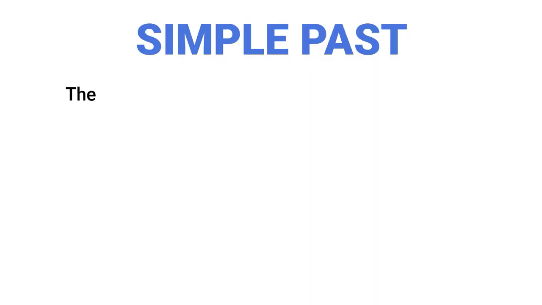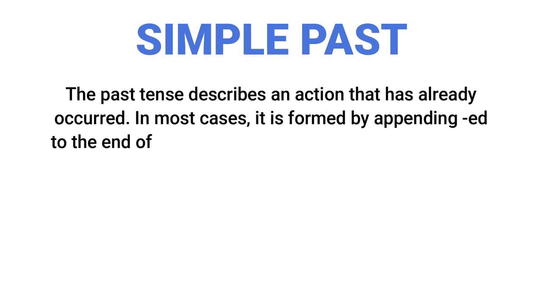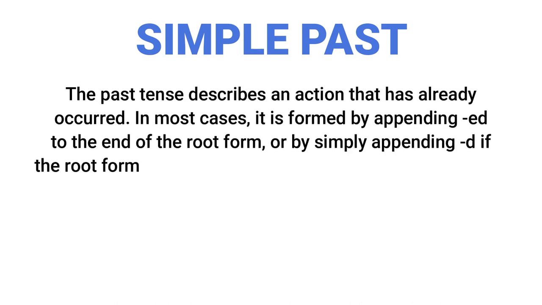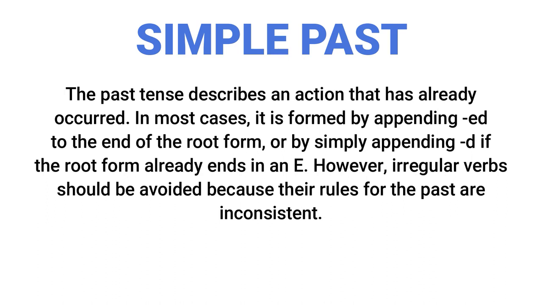Simple past. The past tense describes an action that has already occurred. In most cases, it is formed by appending ed to the end of the root form, or by simply appending d if the root form already ends in an e. However, irregular verbs should be avoided because the rules for the past are inconsistent.